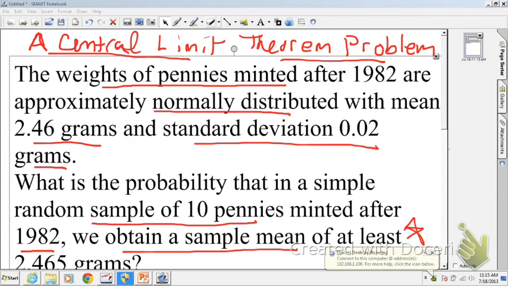Well, this is a central limit theorem problem. And how do we know? Well, let's recite the central limit theorem for starters. What does it say about the distribution of all possible sample means of a fixed sample size? So your trigger is you've got a sample size of 10, and you're trying to find the probability that we would obtain a sample mean of at least 2.465 grams. Now, with repeated experimentation, we know what the central limit theorem says about this.